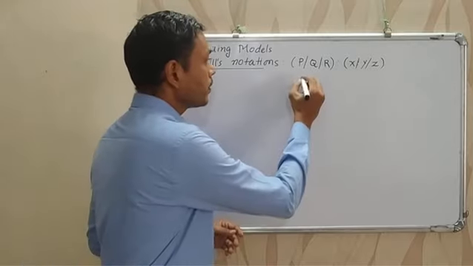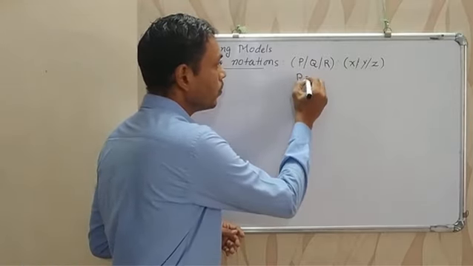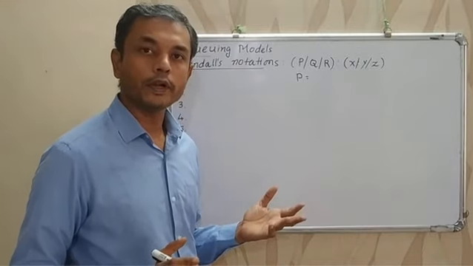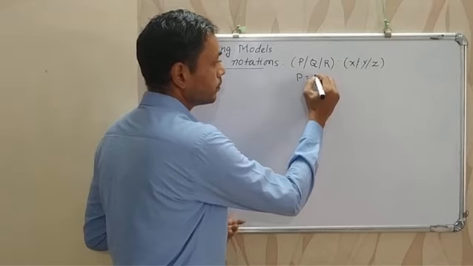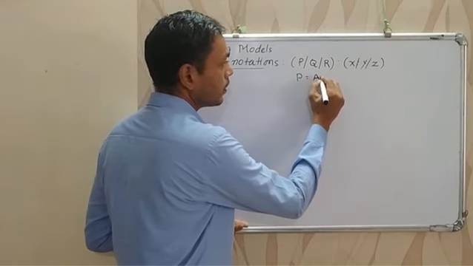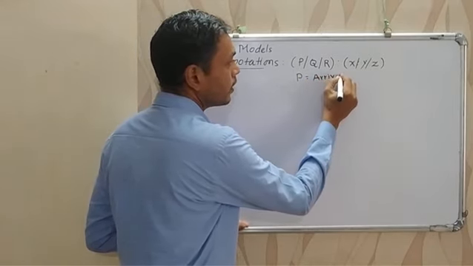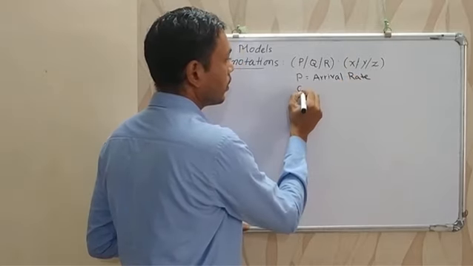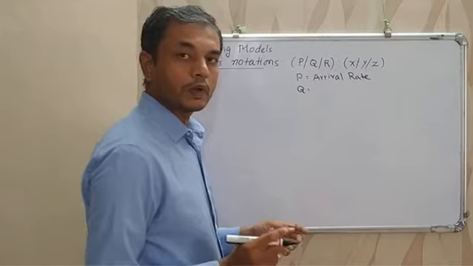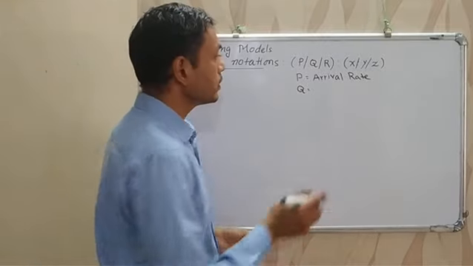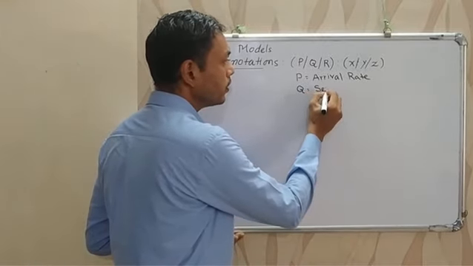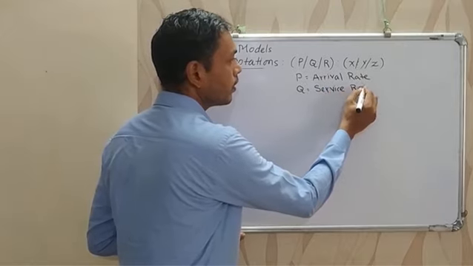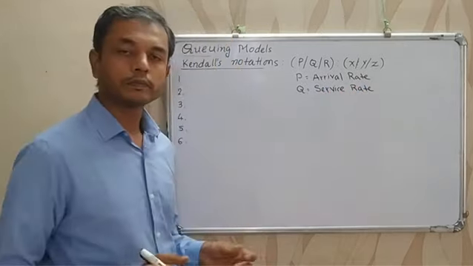P represents the arrival rate of the customer. Q represents the service rate of the customer. At what rate is the customer being served? The service rate of the customer.